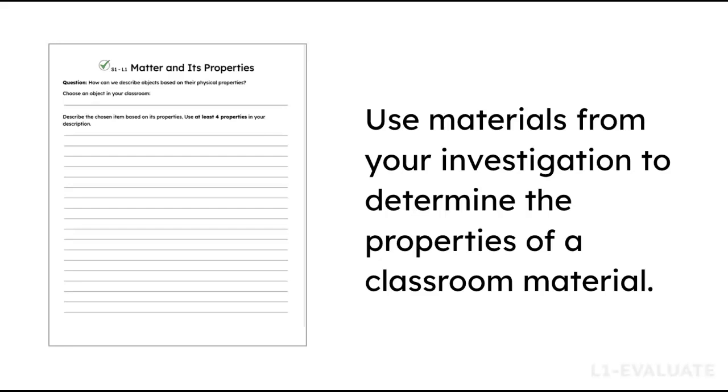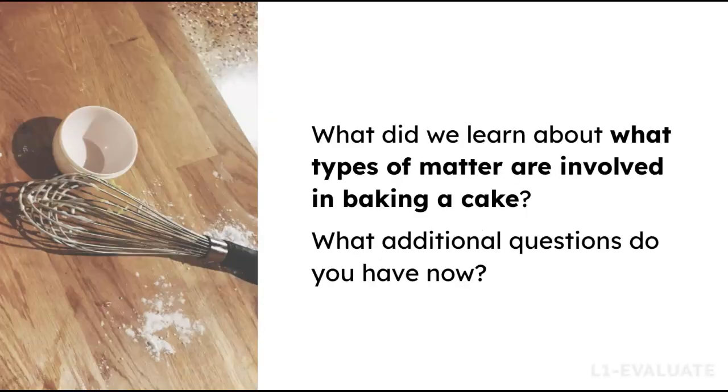For the Evaluate portion, you'll have students work with a new partner to complete the Matter and its Properties student journal page. Students will use the materials from the Explore investigation to determine the properties of a material in the classroom. To support student sense-making across the unit, orient them back to the driving question board. Ask, what did we learn about what types of matter are involved in baking a cake? And what additional questions do you have now?